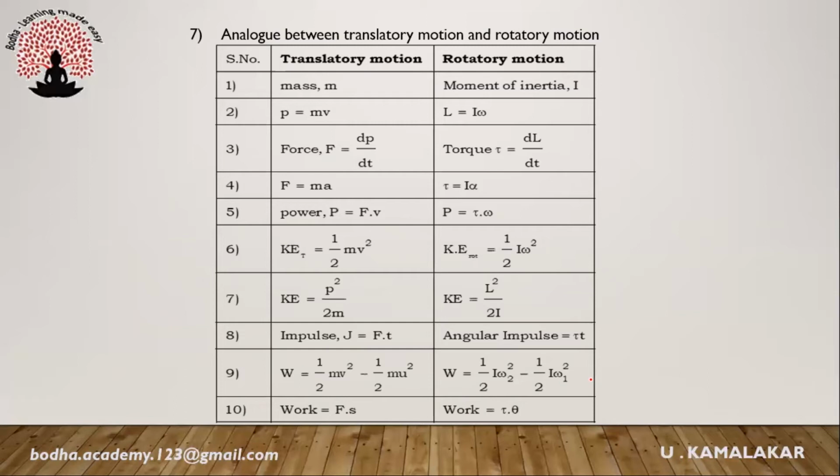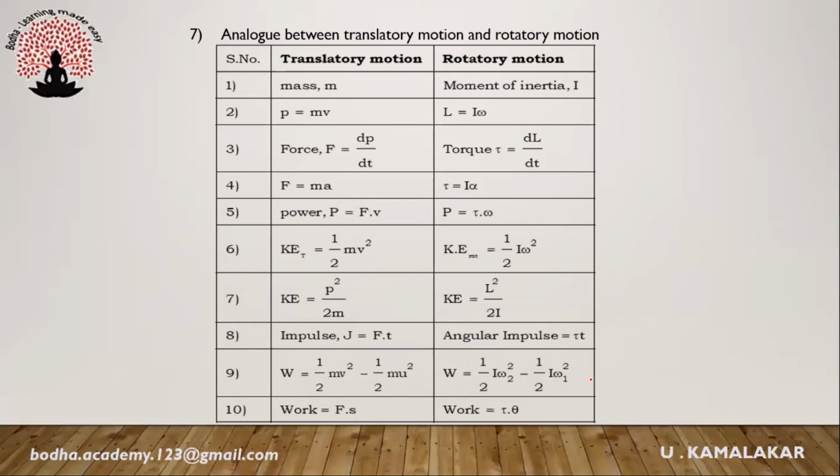Relation between kinetic energy and momentum is given as K = p² / 2m. The equivalent relation in rotatory motion is K = L² / 2I, where L is angular momentum, I is moment of inertia. In translatory motion, impulse is given as product of force and time. In rotatory motion, angular impulse is given as product of torque and time.